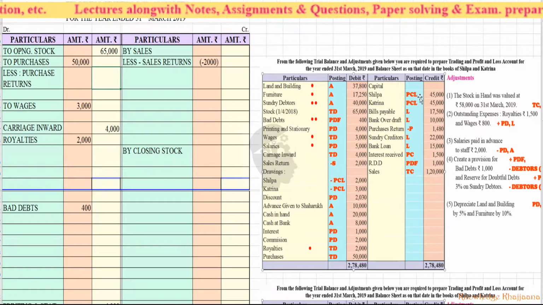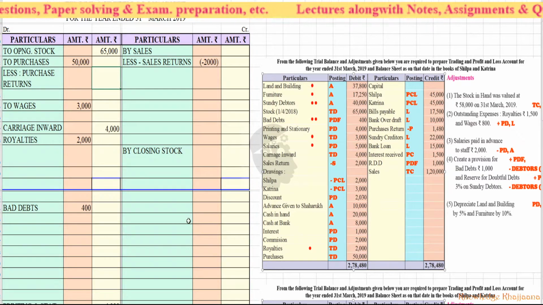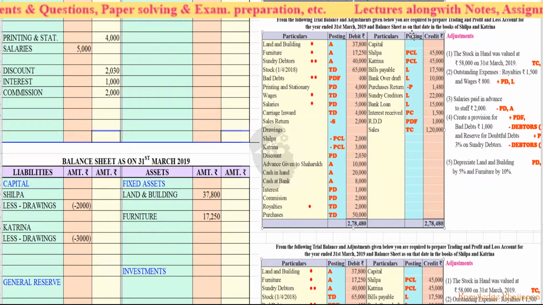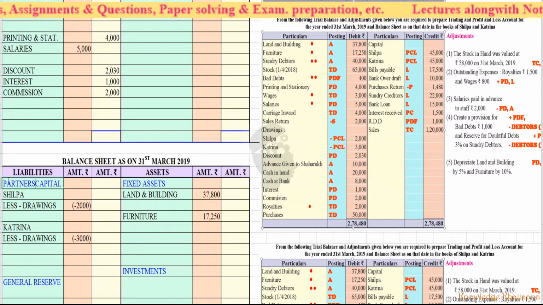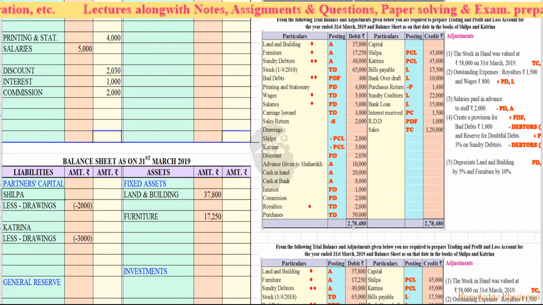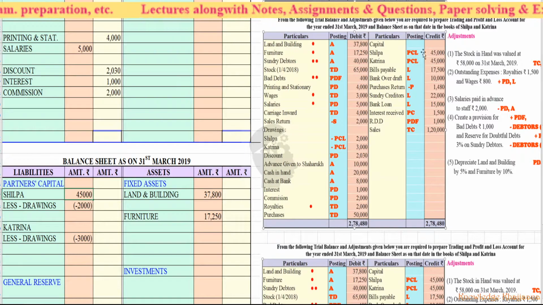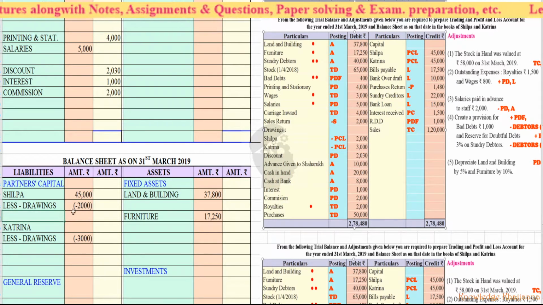First item is capital. Capital always has the credit balance, Shilpa and Katrina partners. So it will go to the partners capital account, or if you are maintaining it in the balance sheet itself, then the liability side, the partners capital. Shilpa's capital. How much is Shilpa's capital? Rupees 45,000. We write in the inner column, because we have to deduct the drawings.